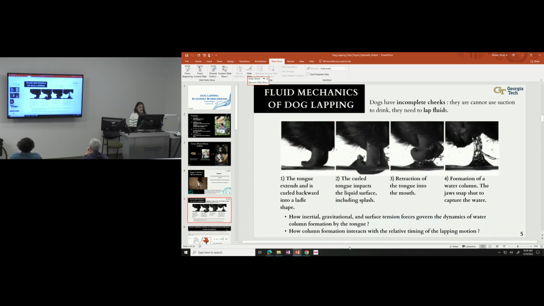Most mammals drink water using the suction mechanism. Humans drink water by lowering the pressure in the mouth, which is possible by sealing the mouth from the atmosphere. However, for mammalian carnivores, their mechanisms for drinking are constrained by the anatomy of their oral apparatus. With incomplete cheeks, they cannot form a seal to suck fluids into their mouth. And so instead, they use their tongue to lap fluid.